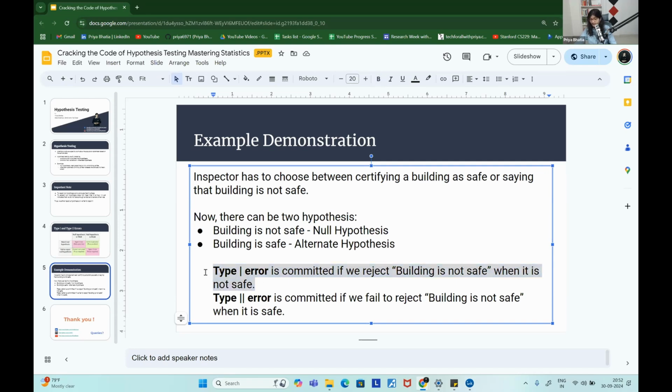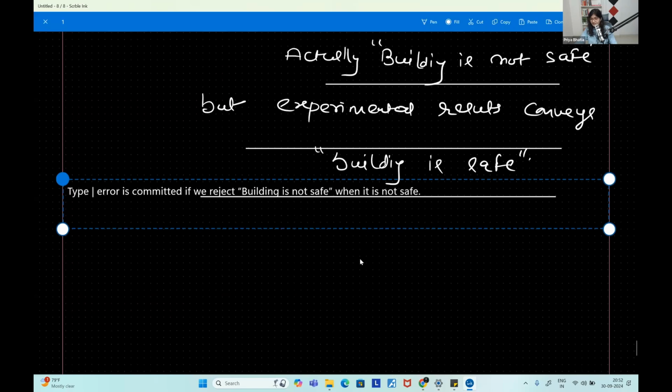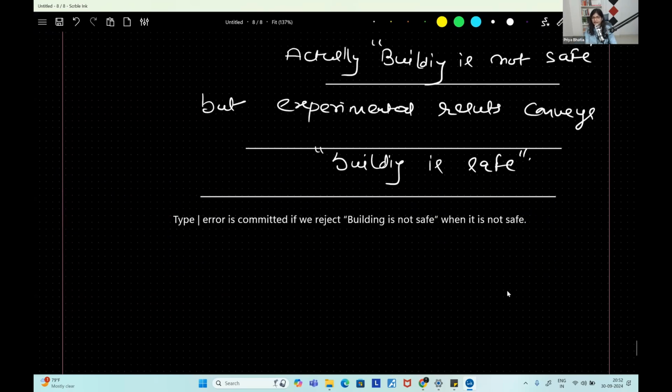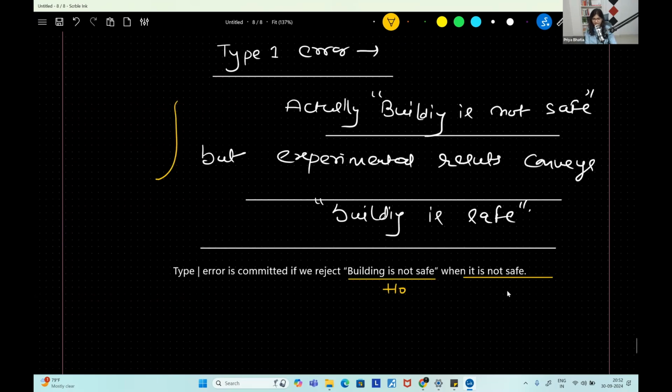I am writing this. It might be confusing, so please see this logically, otherwise you will get confused. Type 1 error is committed if we reject, this is the null hypothesis, right? Building is not safe. So we are rejecting the null hypothesis when actually it is not safe. Give me confirmation, is this okay, before we move to type 2 error?